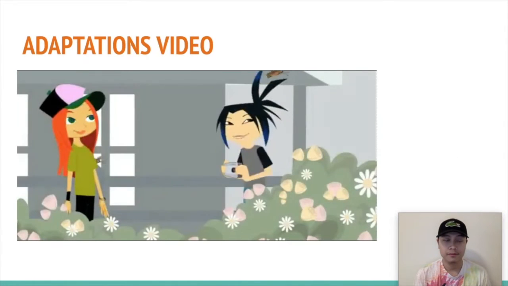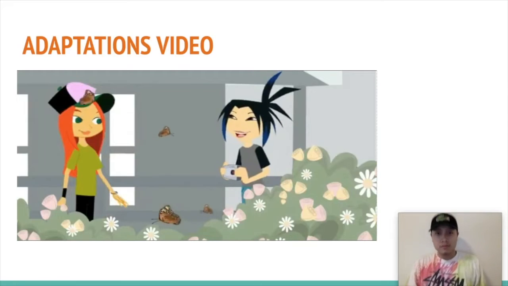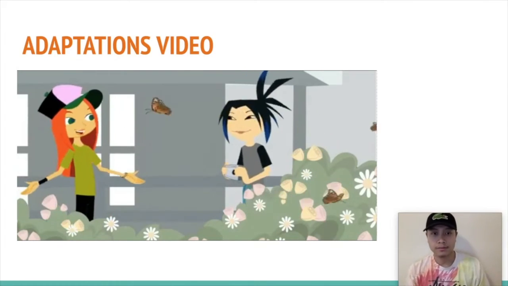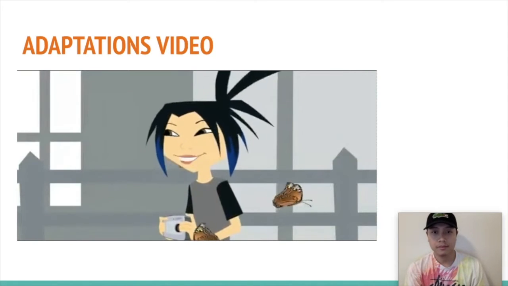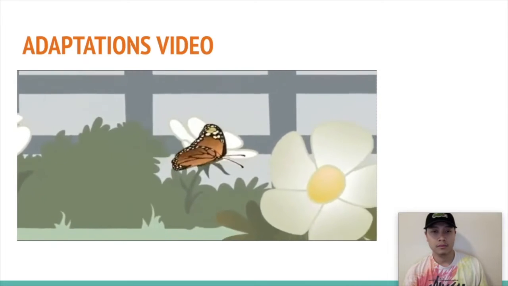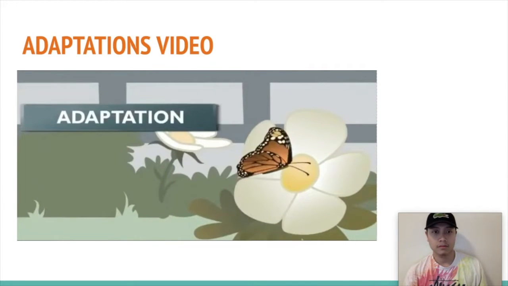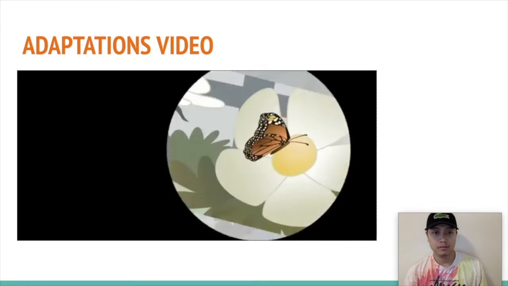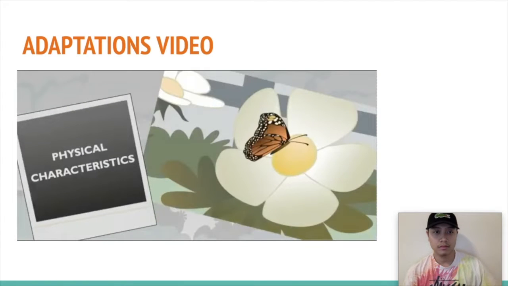Look at all these butterflies! I've never seen this many at once. Yeah, there've been a ton of them lately. Must be the time of year that they migrate. Zoe, butterflies don't migrate. Monarch butterflies do. Really? Why? Well, migration is an adaptation for monarch butterflies. An adaptation is a change a living thing goes through so it fits better with its environment. But I thought adaptations were physical. Well, some adaptations are physical, but others are behavioral.